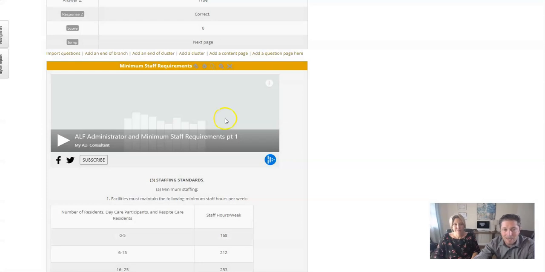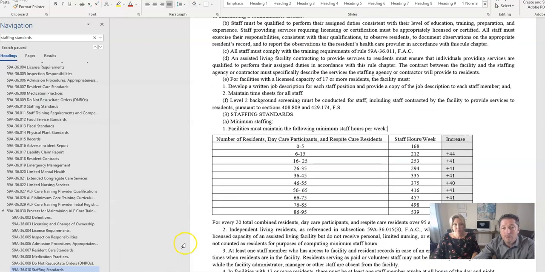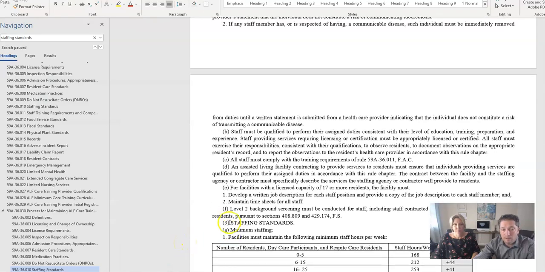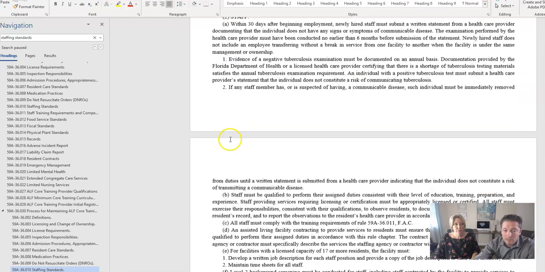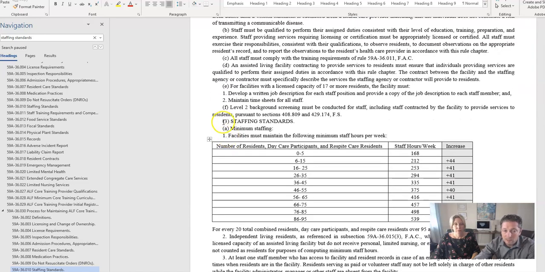59A, right? And here we go. You're going to search for staffing standards, 59A-36.010, and then scroll down to staffing standards. Now this tells you how many staff hours need to be provided per number of residents.